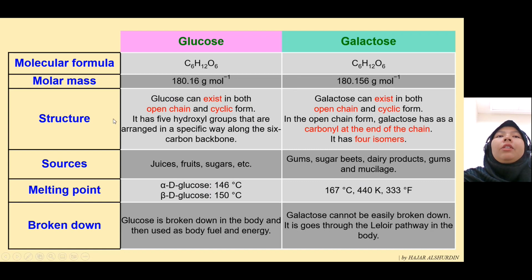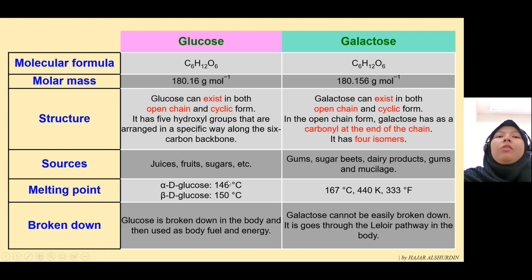The glucose can exist in both open chain and cyclic form. Galactose can also exist in both open chain and cyclic form. In the open chain form, galactose has a carbonyl at the end of the chain. It has 4 isomers. Meanwhile, the glucose has 5 hydroxyl groups that are arranged in a specific way along the 6 carbon backbone.